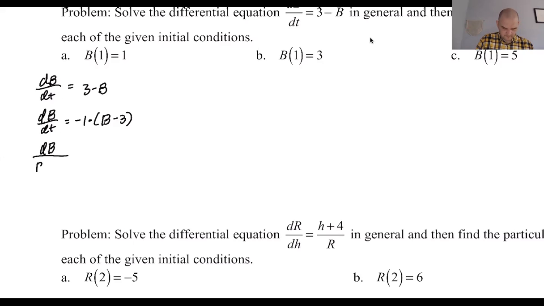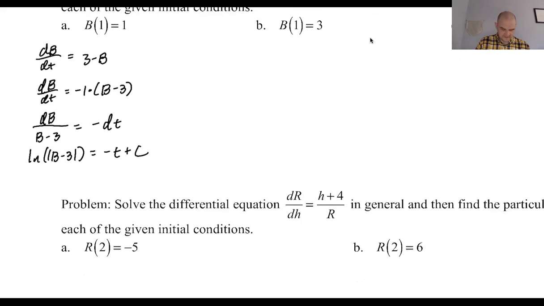dB over b minus 3 is going to be negative dt, which means the natural log of the absolute value of b minus 3 is going to be negative t, plus C goes with our independent variable, which is t in this case, which means that b minus 3 is equal to C e to the negative t. So that's where we skip a bunch of steps. And then I'm going to actually solve for b. Say b is 3 plus C e to the negative t. All right, so that is my general solution.